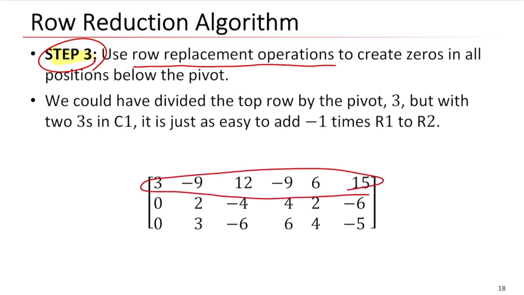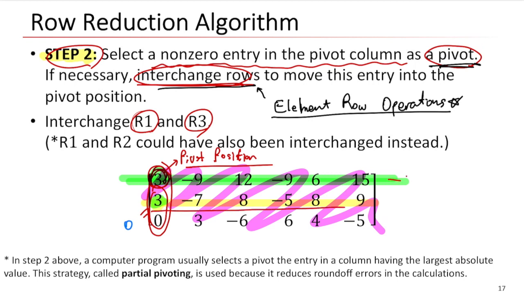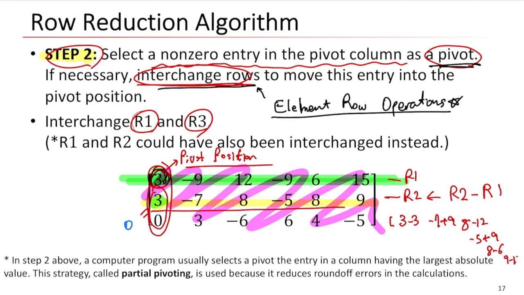So what does that mean? The first row remains unchanged, but what you want to do is original R2 minus R1. Okay, so in this case, let's say this is R2: 3 minus 3, minus 7 plus 9, 8 minus 12, minus 5, minus 9 plus 9, 8 minus 6, 9 minus 5. Okay, this is the new row 2.